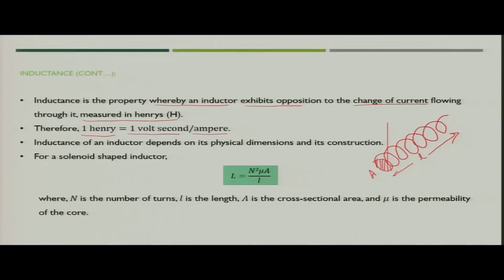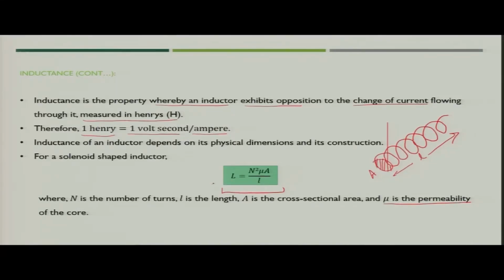So, for this type of inductor, your inductance value would be L = N squared mu A by l. N is the number of turns, so you see we have made a number of turns over here. Capital N is nothing but the number of turns, A is the cross-sectional area, l is the length of the inductor, and mu is the permeability of the core of the inductor. So, with this you can calculate the value of L.